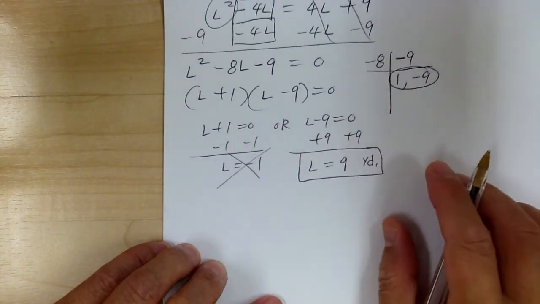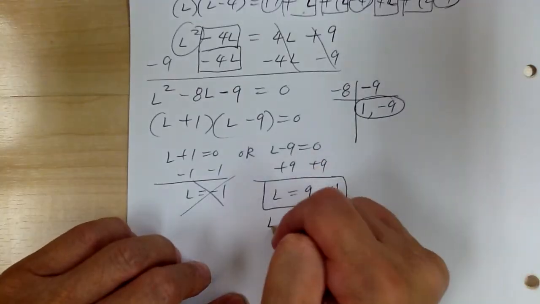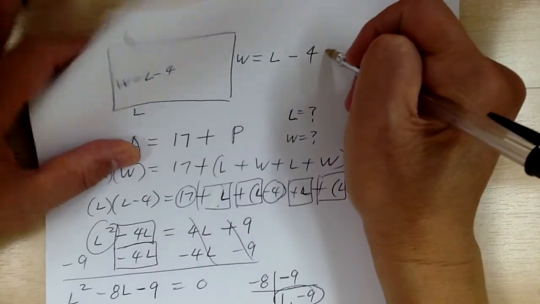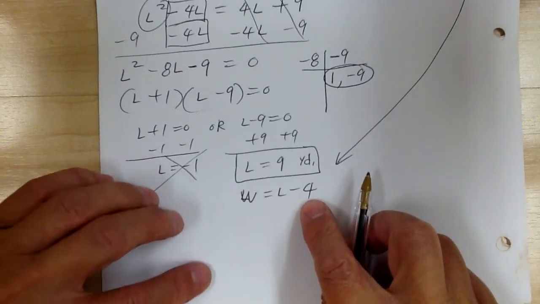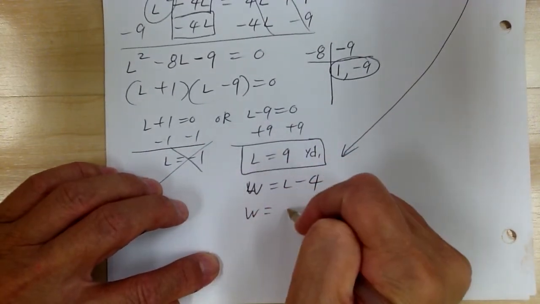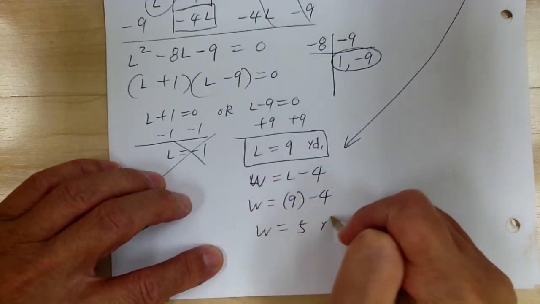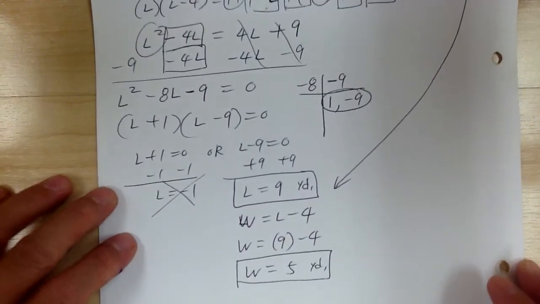So now you can go ahead and look for the W, right? So over here, you have the W equal to L minus 4. And again, this equation came from here. Okay, so it came from here. So you get W equal to 9 minus 4. So W equal to 5 yards. Okay, and that's it for number 19.